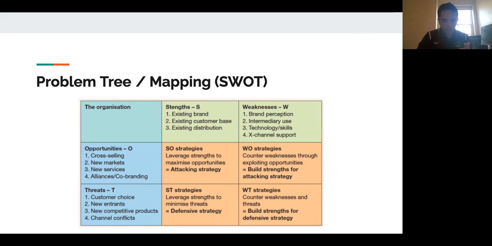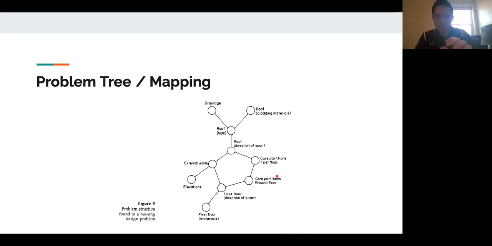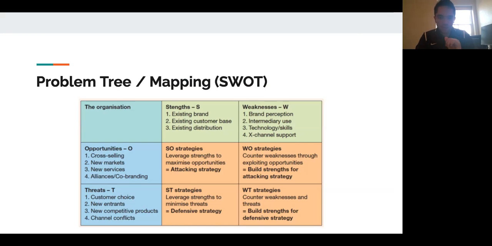why am I delaying so much? Cool. So we have all these nodes here, and at each node, say like at either drainage or external walls, we perform a SWOT at, say, external walls, or external walls and roof or drainage.